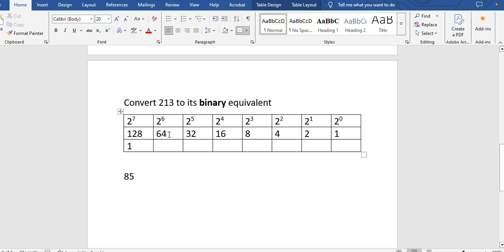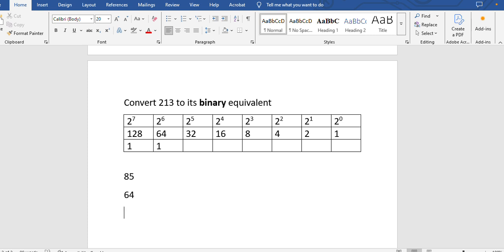You take it and compare it to this second value, 64. Is 85 greater than 64? Yes, it is. If it is greater than 64, you write 1. If it is not, you write 0. But because it is greater than 64, we write 1.